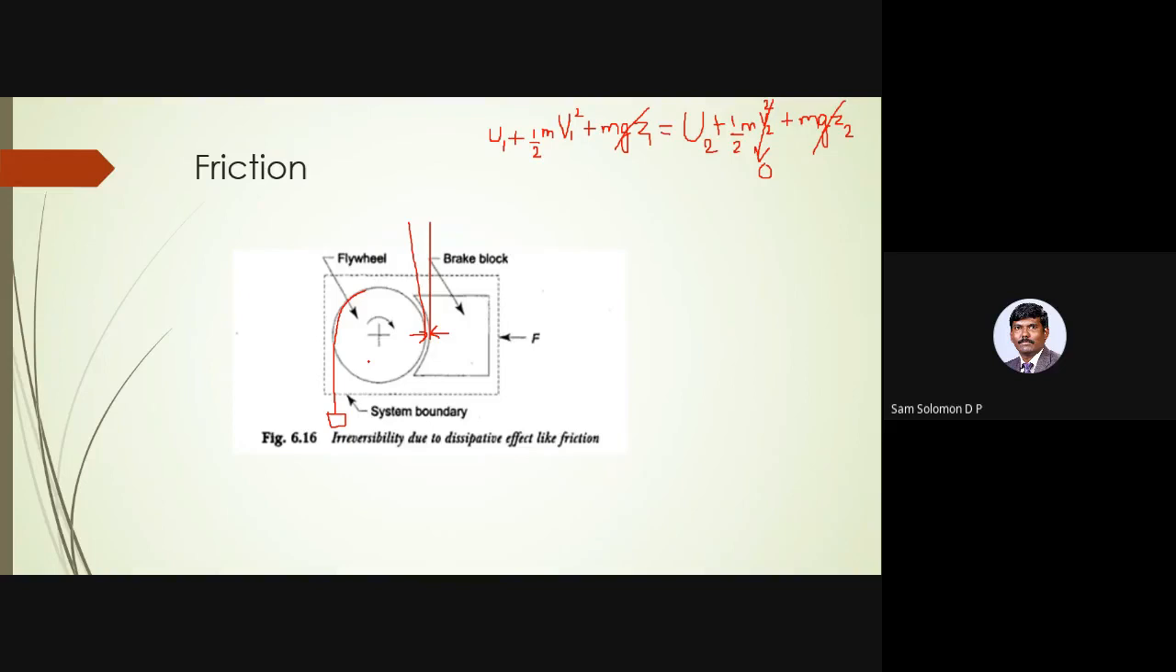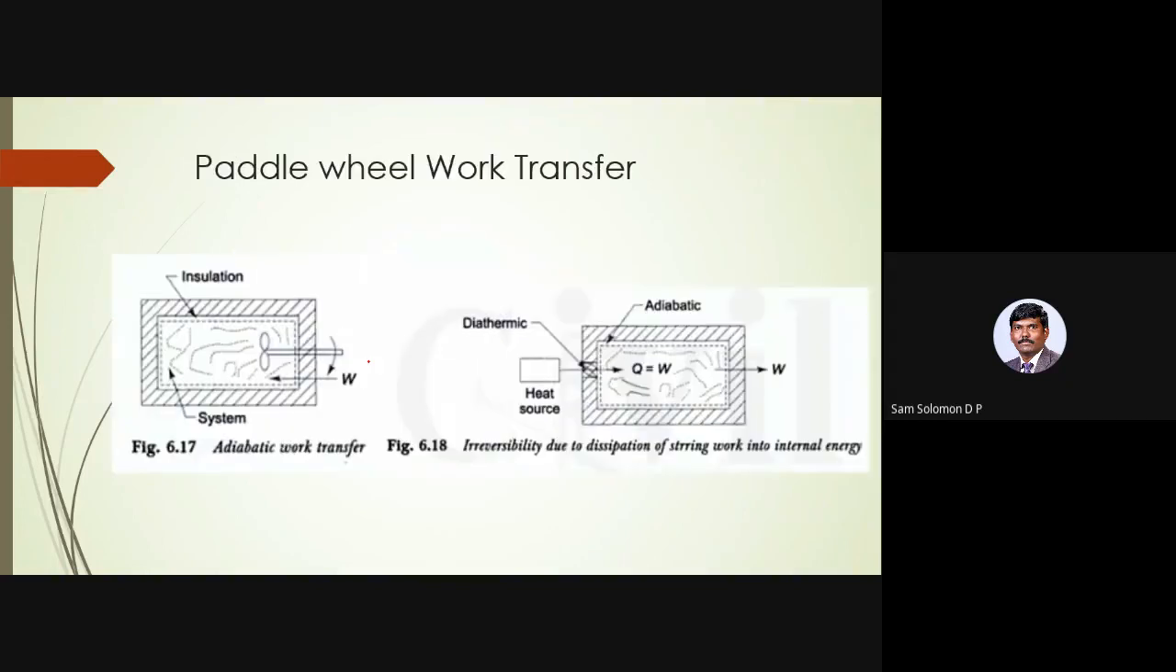Okay. The same case here, paddle wheel work transfer. So in paddle wheel work transfer, you have an insulated environment which is filled with air or some sort of a fluid. You give some work to the stirrer. When you rotate the stirrer, the internal energy of the gas will rise again. Okay, so now you are raising the internal energy of the gas.